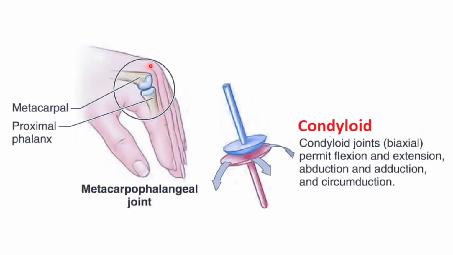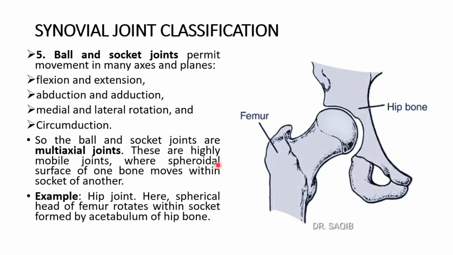This is the diagrammatic representation again, a schematic. This is the metacarpal. I already showed you, this is the proximal phalanx. And here you could see this is the condyloid joint. This is biaxial, permitting flexion and extension, abduction and adduction, and circumduction. Here you could see the arrows, and these are the surfaces of the condyloid joint.